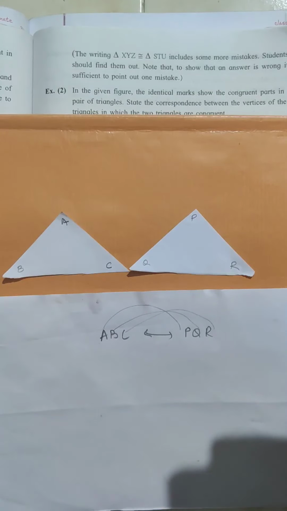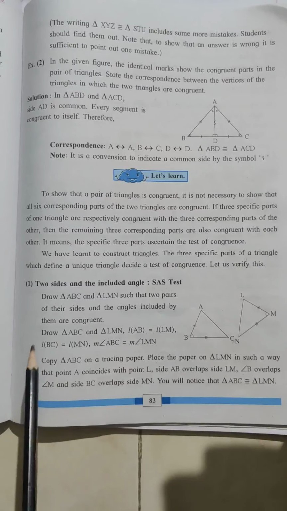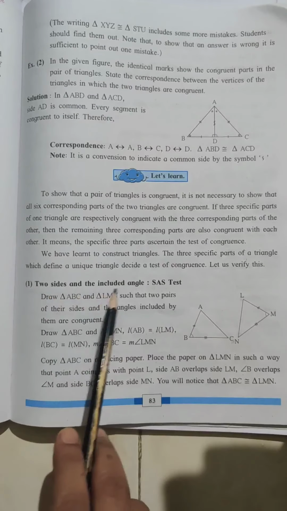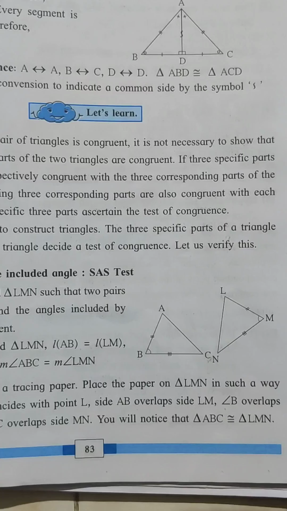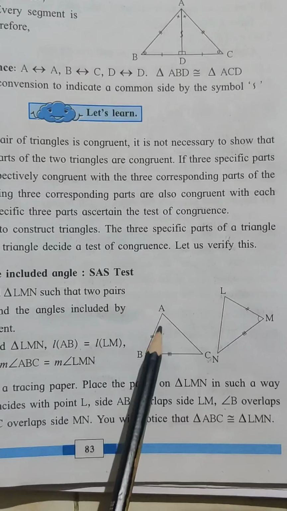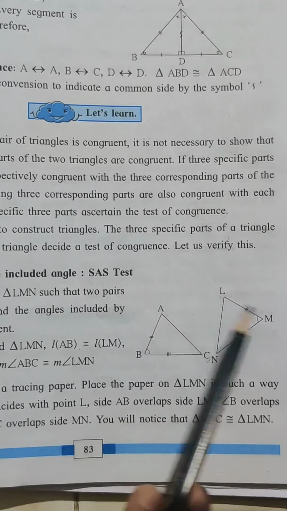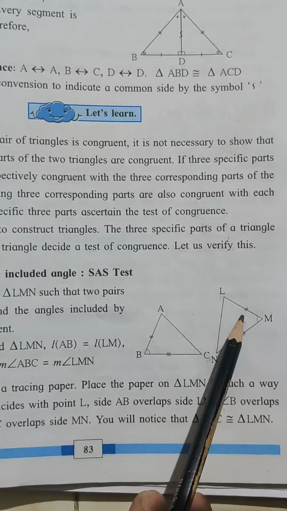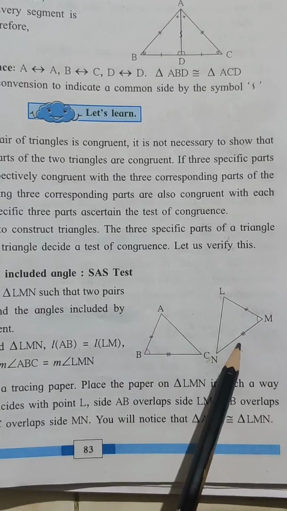Now there are 5 tests through which we can say triangles are congruent. Let us study them. The first test is two sides and an included angle. Here we can see the figure. In this figure there are some indications shown like AB and LM. These two sides have 2 lines each. BC and MN have 3 lines each.